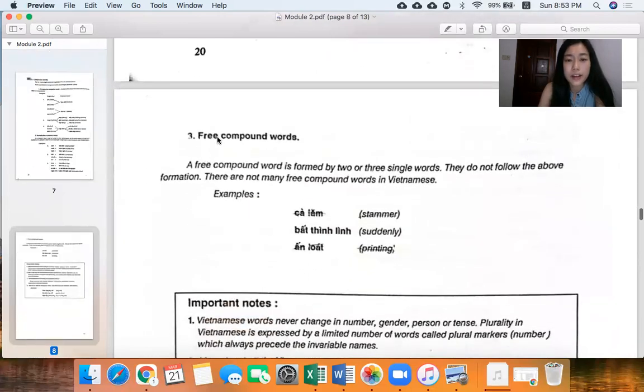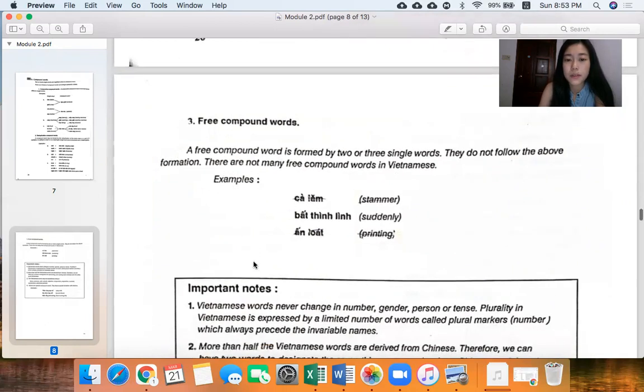3. Free compounded words. A free compounded word is formed by two or three single words. They do not follow the above formation. There are not many free compounded words in Vietnamese. Examples: cà lăm, bất thình lình, ấn loát.